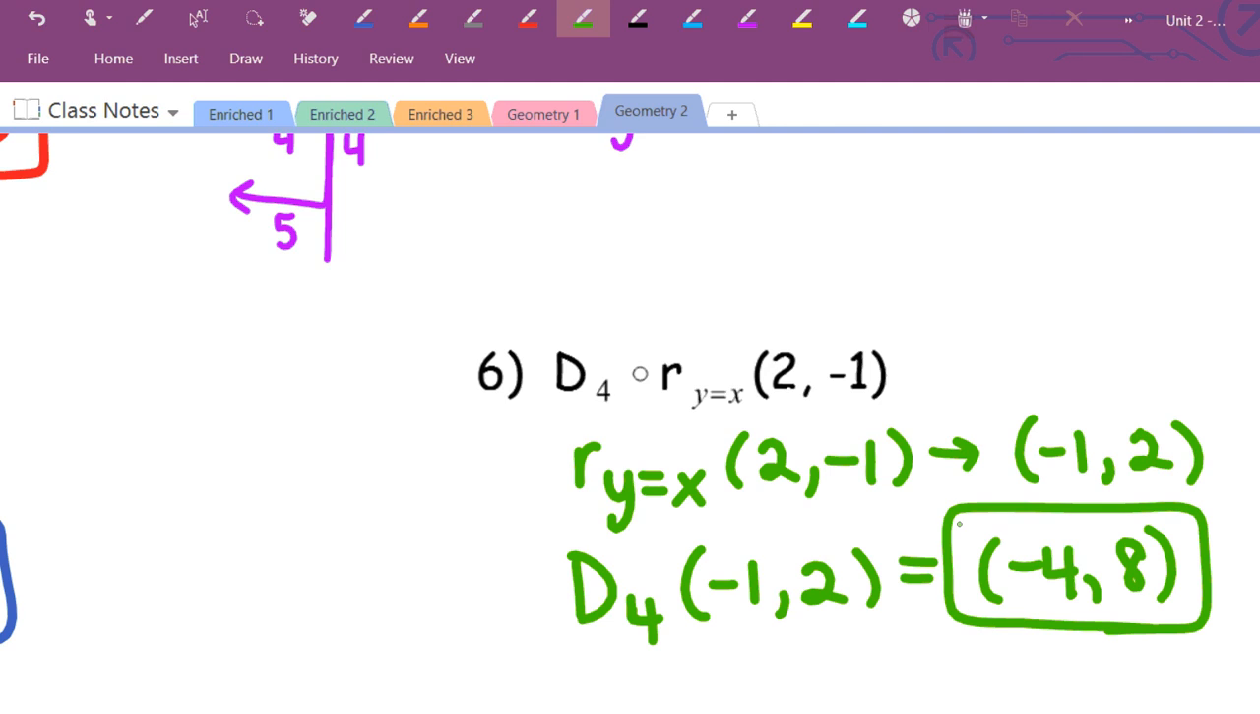How many of us have less than 2 left? Whatever we can do, finish up through 8 for homework.